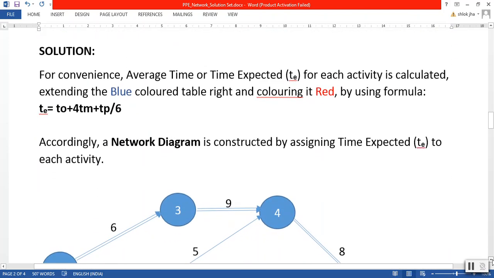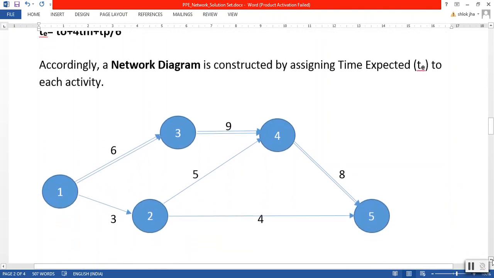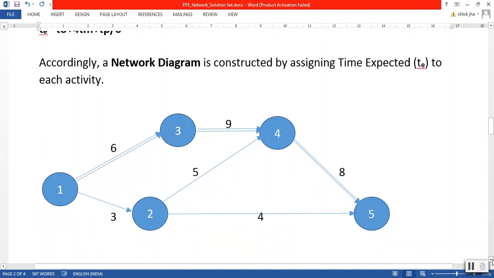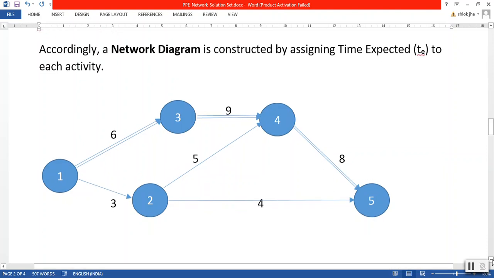So once we have calculated the expected or average time, on that ground we can now construct a network diagram. We know how to construct it; we have constructed network diagrams many times earlier. Accordingly, here also we can construct the network diagram by using expected time and the activities given in the blue colored table. So this will be the network diagram.